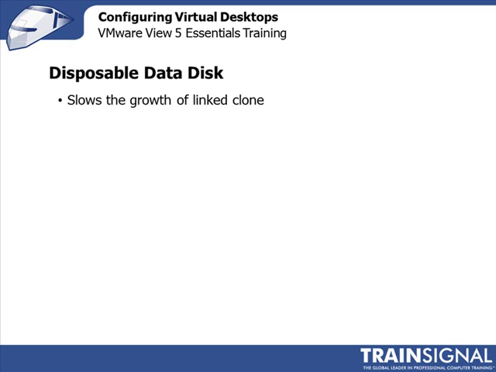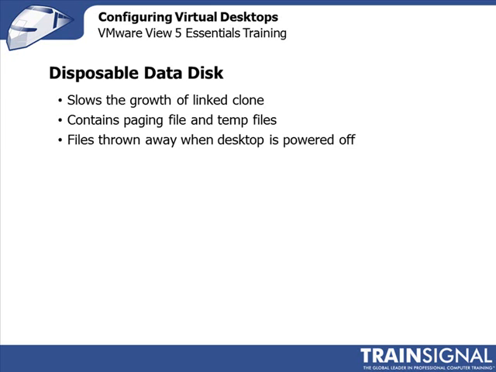So the disposable data disk now. We've mentioned it slows the growth of the linked clone delta disks, right? So it's going to contain files like the paging file, temporary internet files, temp files, those things that are very transient in nature that we don't need. And it's going to take those and throw those files away whenever the desktop is powered off. Now, it's stored on the same datastore as the linked clone disk, so there's no way to control where this particular disk lives. So you're kind of stuck with that, but that should be good for most environments and shouldn't be a problem at all.